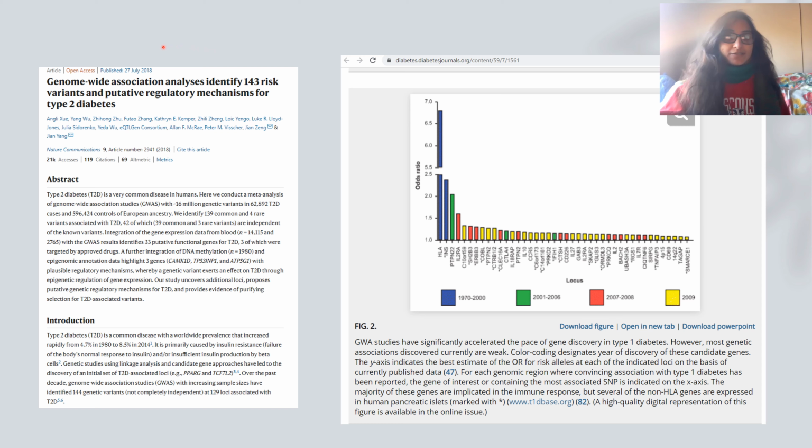So genome-wide association studies have looked at type 2 diabetes, for instance, and tried to find risk variants that could be associated with type 2 diabetes. And you can see here that recently they've been looking at type 1 diabetes, trying to discover associations, which are currently weak. This is about a few years back, and they're looking at different risk loci that could be associated with type 1 diabetes.